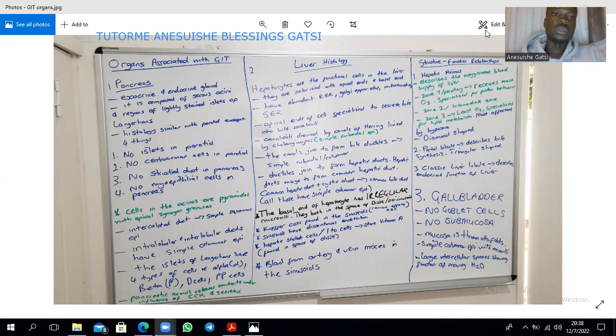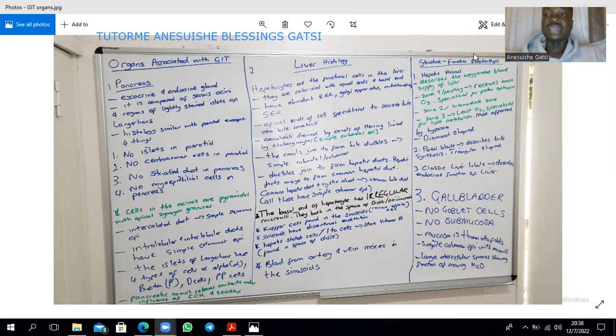So the pancreas has both exocrine and endocrine tissue. Most of the tissue is going to be exocrine. Then you also have islets of Langerhans, which are going to be the endocrine tissue. So the exocrine pancreas is made up of secretory units which are acinar or tubuloacinar in shape, and they're going to be formed by a simple epithelium, which is going to have pyramidal serous cells. And those pyramidal serous cells are going to be drained by an intercalated duct.